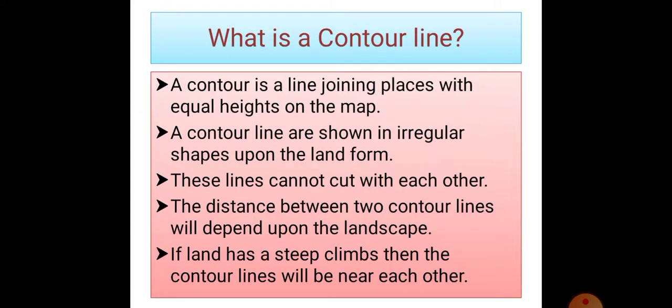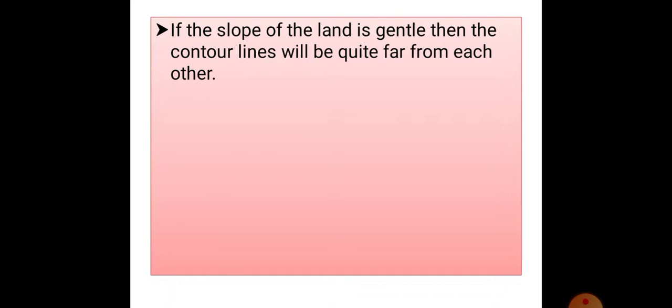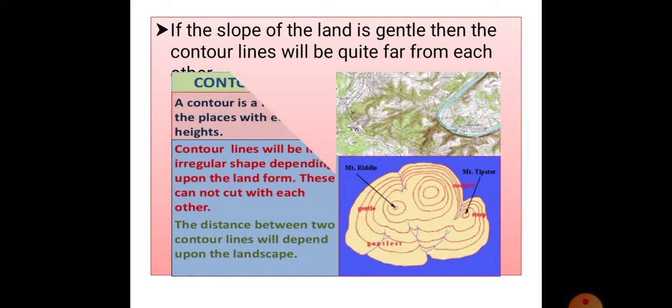Now, this is an important part. What is a contour line? A line joining places with equal heights on a map. Let's say there is a map and they are trying to join, we will have a quick look. See, these are known as contour lines. They are lines drawn, and these lines are not broken, okay? Remember that. Let's go back.